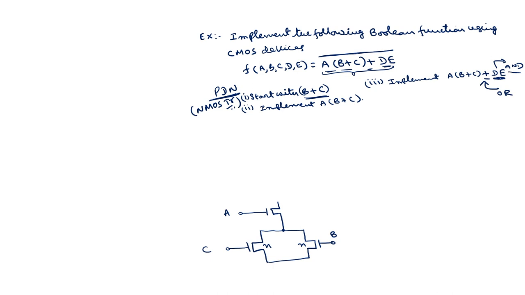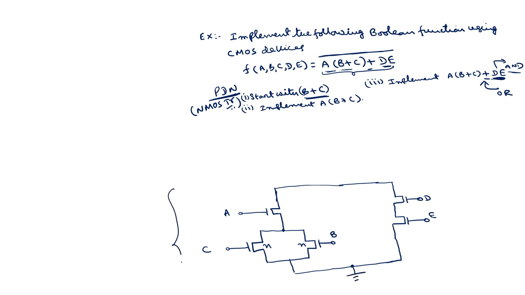So AND operation means these two will be in series, OR operation means this DE will be in parallel with A into B plus C. Means here there will be a parallel path, in which again D and E are AND operation, they will be in series. This part will be grounded. This is the complete pull down network, which consists of only NMOS transistors.